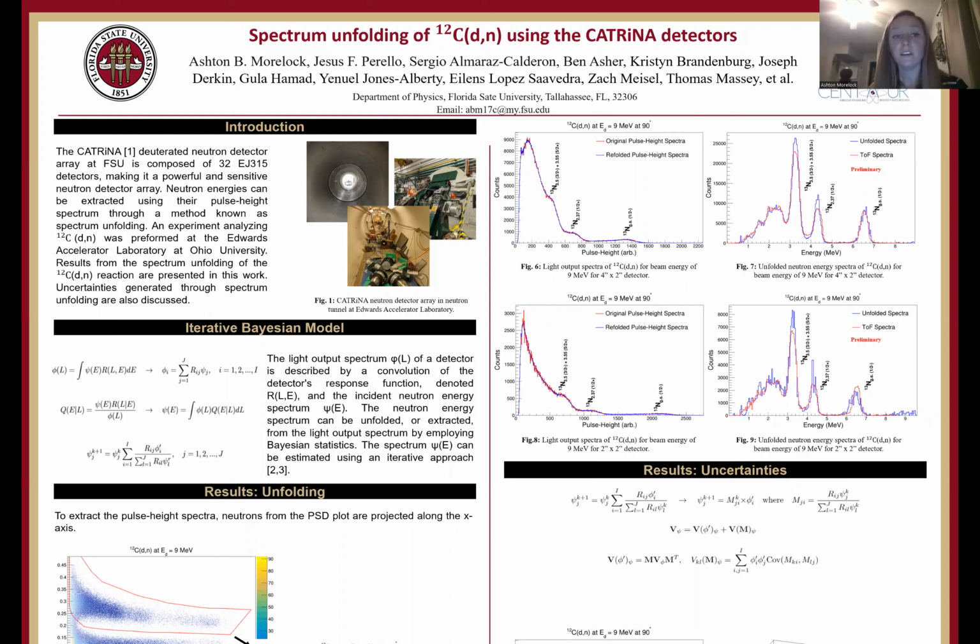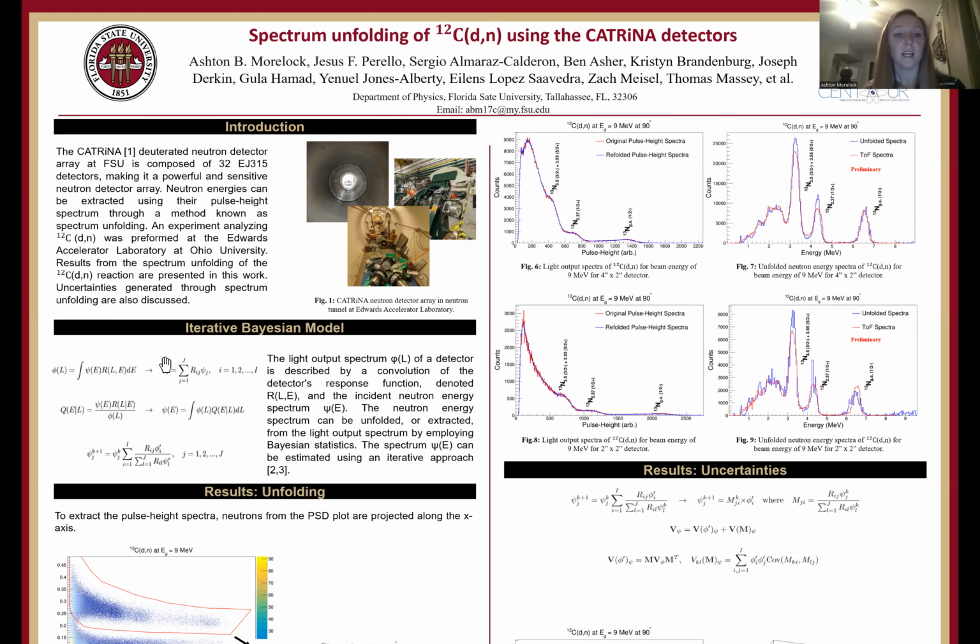Neutron energies can be extracted using their pulse height or light output spectrum through a method known as spectrum unfolding. An experiment analyzing 12-carbon DN was performed at the Edwards Accelerator Laboratory at Ohio University. Results from the spectrum unfolding of the 12-carbon DN reaction are presented in this work. Uncertainties generated through spectrum unfolding are also discussed.